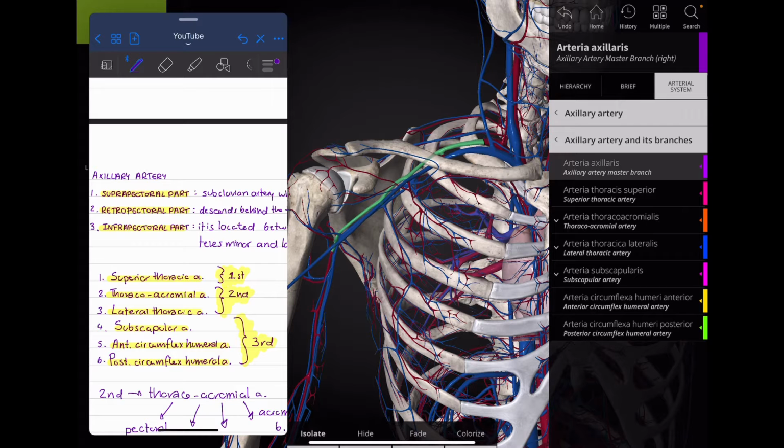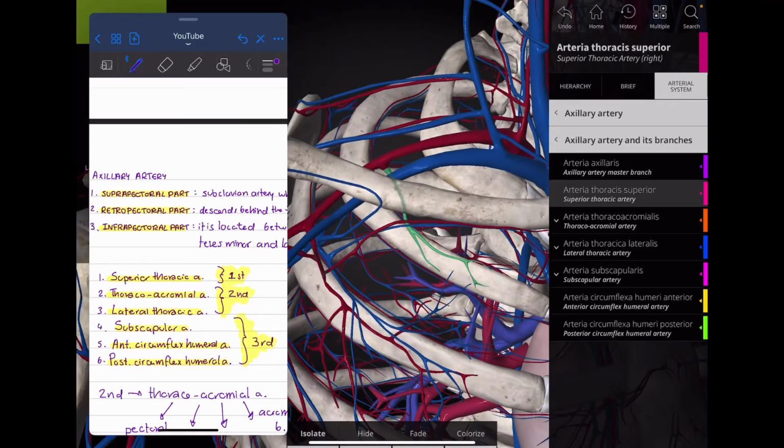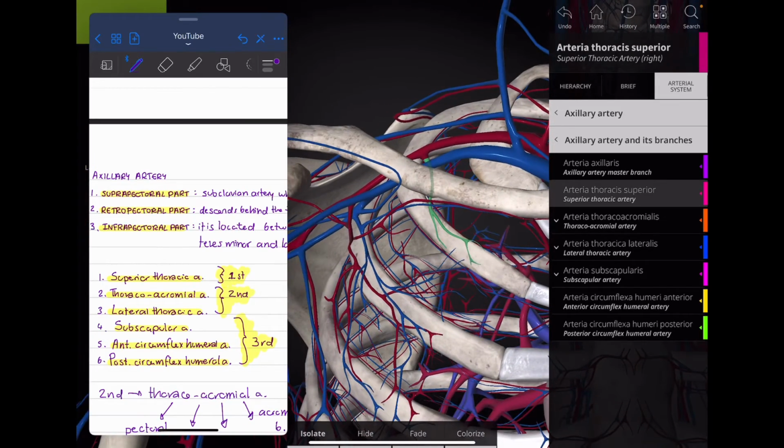So the first branch will be the superior thoracic artery, which is the branch that you're seeing right here. Okay, now that's one of the branches that arises from the suprapectoral part. Okay, and it's the only branch that comes from that part of the axillary artery. So remember that. So this is another reason why it's important to know them in order, or to know the parts of the axillary artery so they don't get confused.